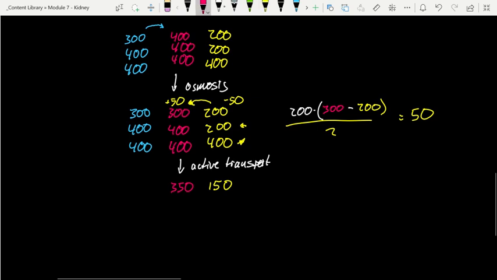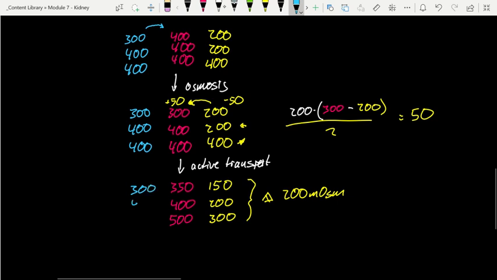So let's fill in these numbers. This one stays at 400, but this one goes up to 500. This one stays at 200. This one goes down to 300. Again, recognize the difference. If we're looking at the difference, we'll just show delta there. The difference between all of these is 200 milliosmolar concentration difference. That's the strength of what we can do with the transport of salt. And of course, we haven't yet moved water. This is 300, 400, 400. But that's the next step.